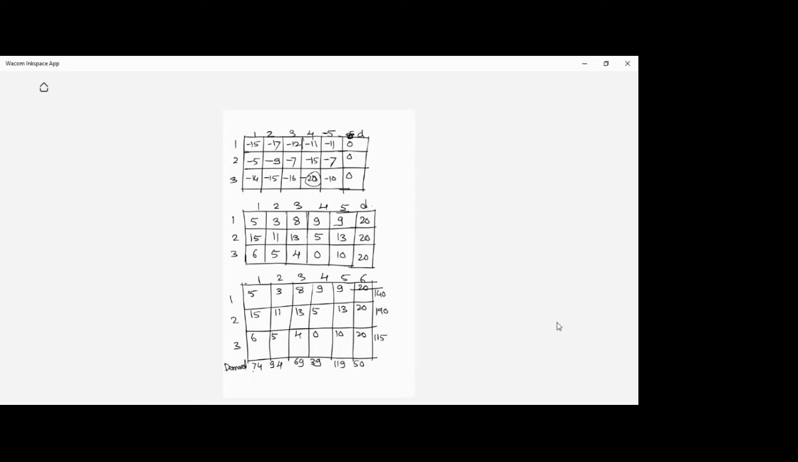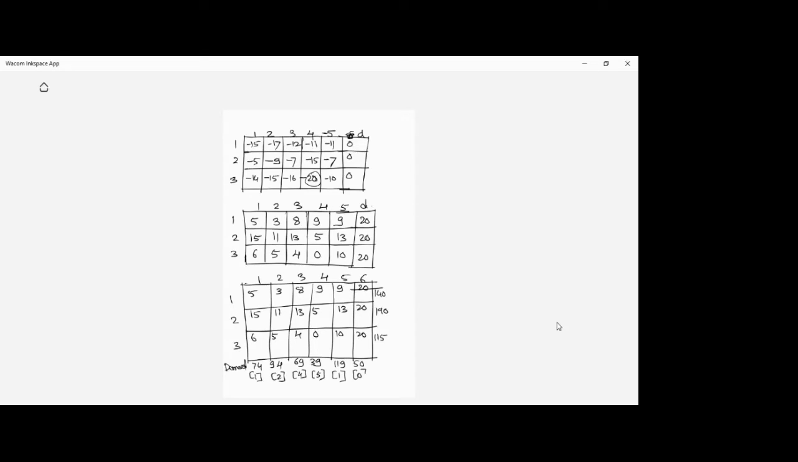6 minus 5 is 1. Nextly, it is 5 minus 3, which is 2. It is 8 minus 4, which is 4. It is 5 minus 0, that is 5. Nextly, we have 10 minus 9, which is 1.